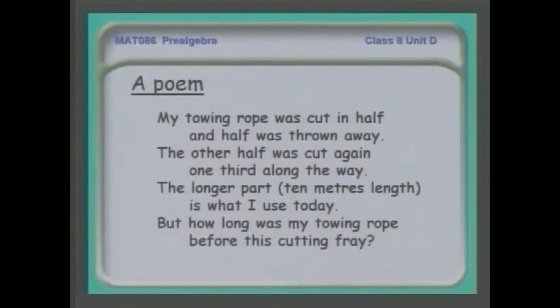Very nice, heart-rendering, moving poem. But within that poem is a heck of a math problem. Let's take a look at it. First, we have to see what was given and what was asked. Here's what was given. The rope was cut in half, and half is thrown away. That half was cut in 1/3, 2/3 parts, and the longer part is 10 meters. How long was the towing rope before all this poem happened?